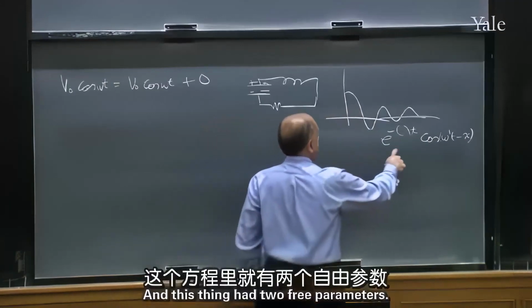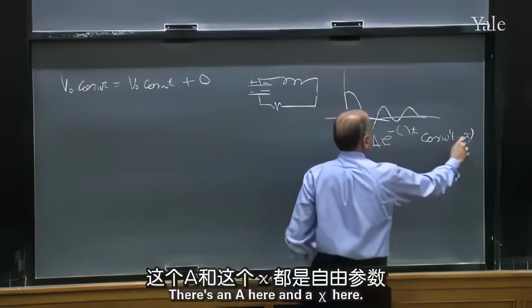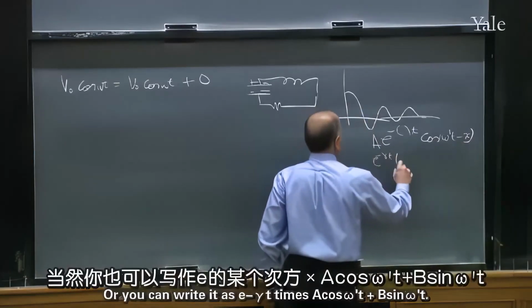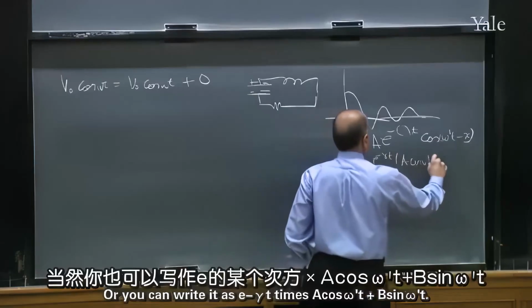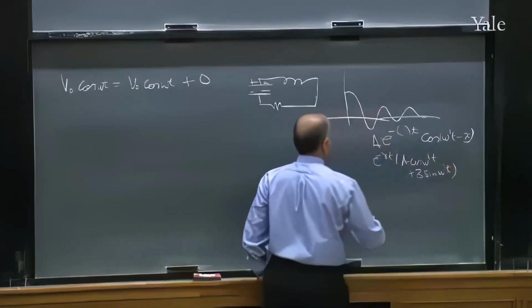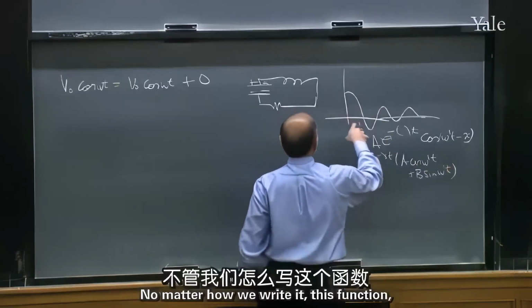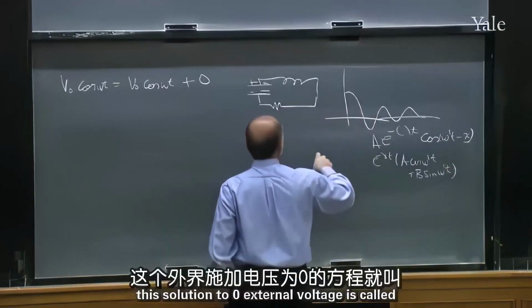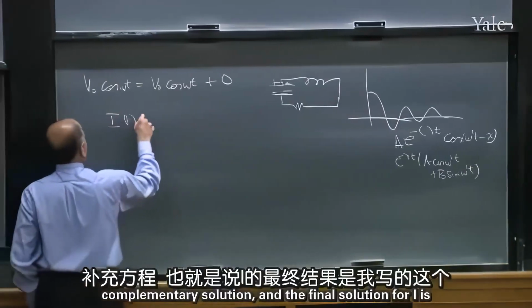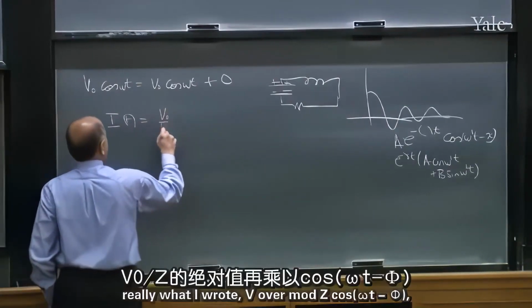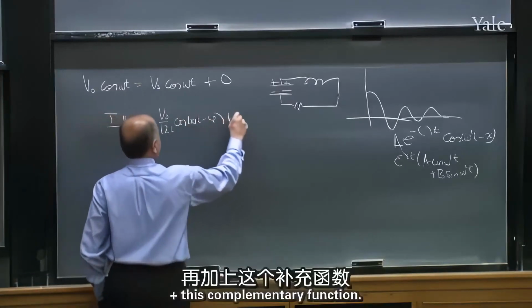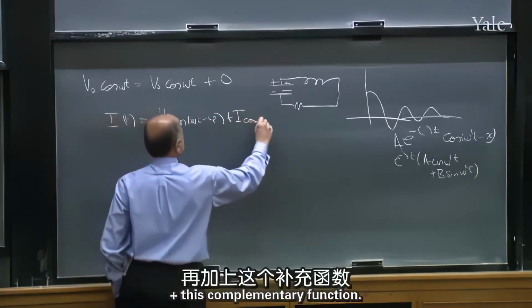And this thing had two free parameters. There's an a here and a chi here. Or you can write it as e to the minus gamma t times a cosine omega prime t plus b sine omega prime t. No matter how you write it, this function, this solution to 0 external voltage is called a complementary solution. And the final solution for I is really what I wrote, v over mod z cos omega t minus phi plus this complementary function.